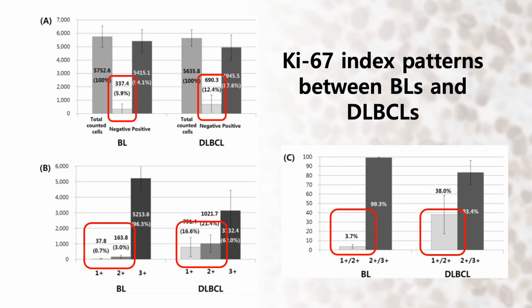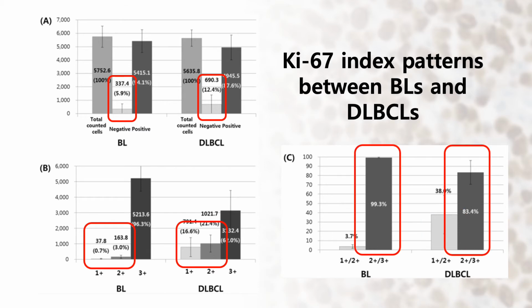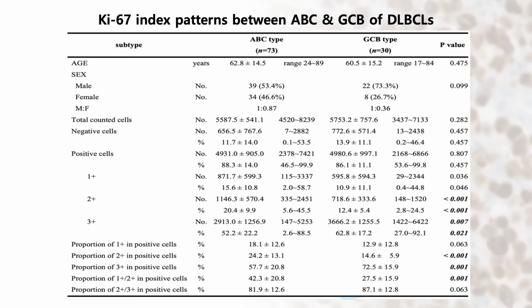In figure 3, the proportion of 1 positive and 2 positive cells among Ki-67 positive cells were lower in Burkitt lymphoma than that in DLBCLs, and the proportion of 2 positive and 3 positive cells among Ki-67 positive cells were higher in Burkitt lymphoma than that of DLBCLs.